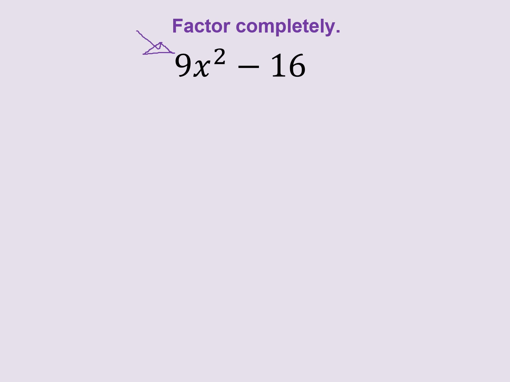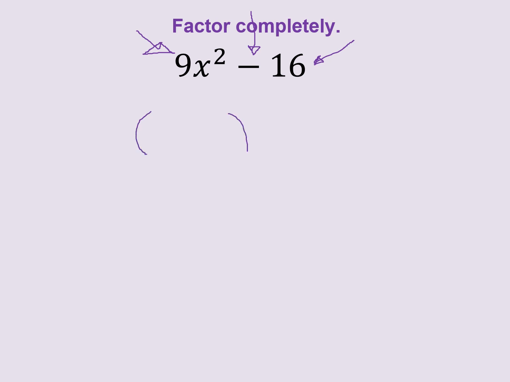So 3x times 3x makes 9x squared, so the answer is yes. Is the last term a perfect square? Yep, 4 times 4 makes 16. Is the operation subtraction? Yes. If you get yes, yes, yes, then you can do difference of perfect squares.